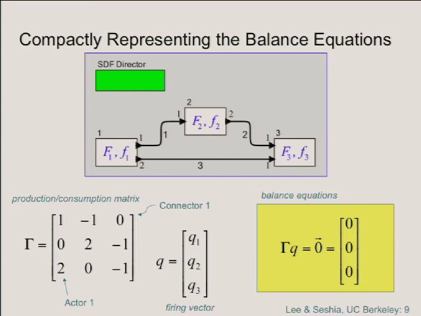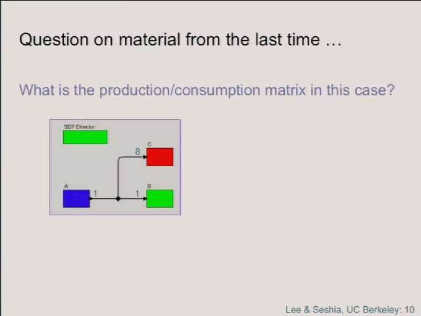Okay? So for this particular example here, if we have A producing 1 token every time it fires, C consuming 8, B consuming 1, then the topology matrix, as it's called, will look like this. Okay? There's only two connections here, in effect. There's a connection from A to C and a connection from A to B. Okay, so there's 2 rows in the matrix. There's 3 actors, so there are 3 columns in the matrix.